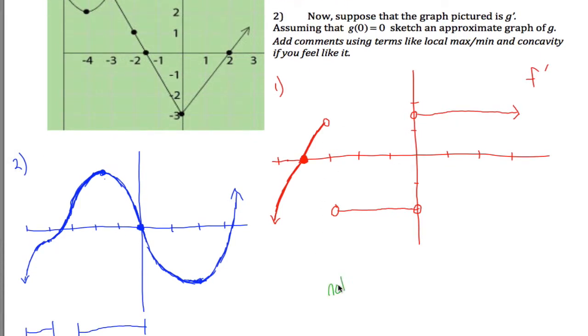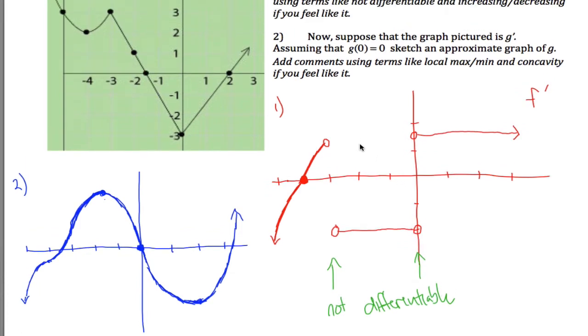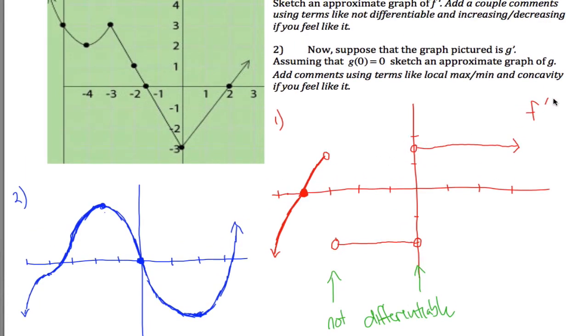Not differentiable at 2 different points over here, here, and there. And then increasing everywhere where the derivative is positive, so we're increasing, decreasing, increasing, decreasing. But I think I'll leave it at that.